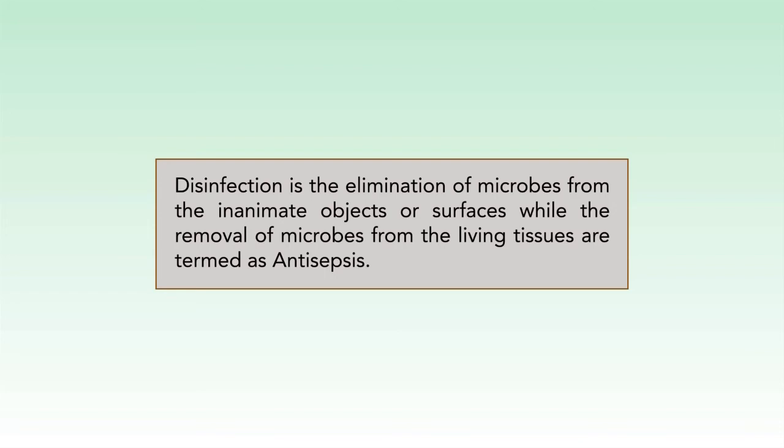Now we'll come to the use of chemical agents in microbial control. Chemical agents reduce the microbial population, but they are generally not intended to achieve sterilization. Chemicals are more often employed in disinfection and antisepsis. Here, disinfection is the elimination of microbes from inanimate objects or surfaces, while the removal of microbes from living tissues is termed antisepsis.